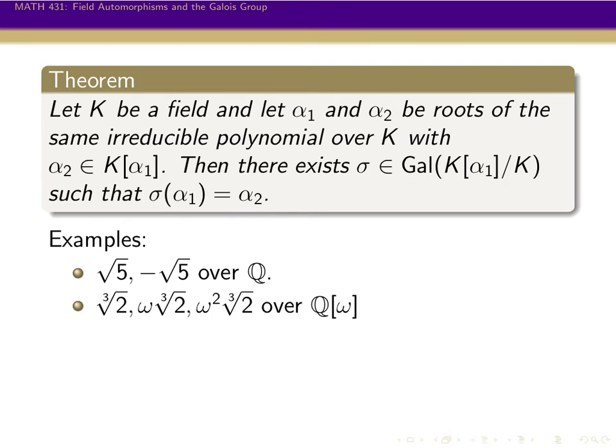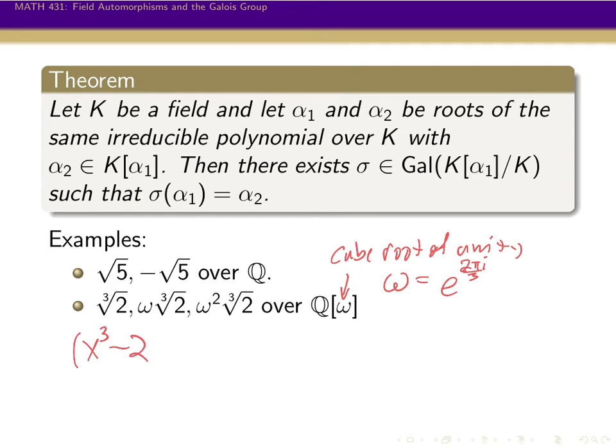So let's look at a slightly more exotic example. So here, this omega, this that looks like a W, we're talking about this as being a cube root of unity. So omega is equal to e to the 2 pi i over 3. And so the cube root of 2 is algebraic over this, and its minimal polynomial is x cubed minus 2.